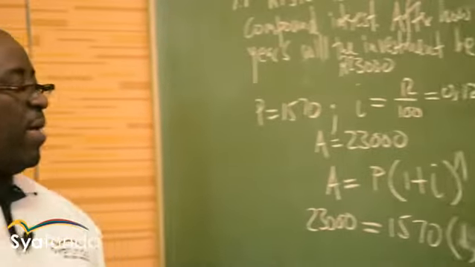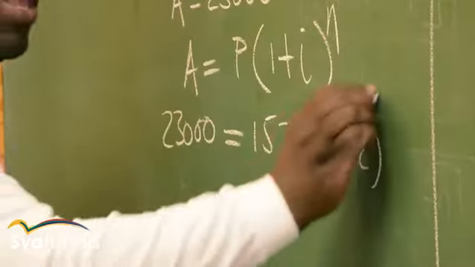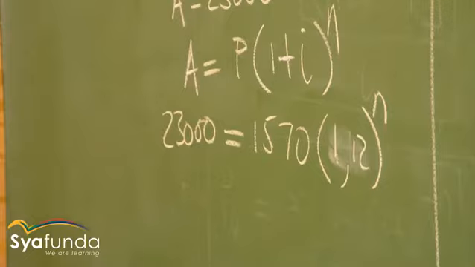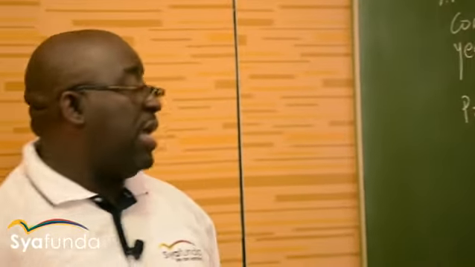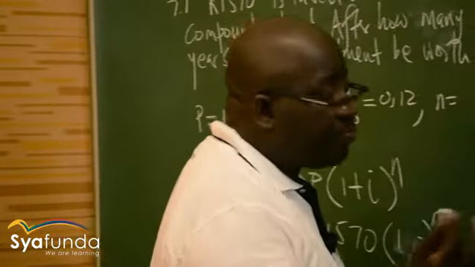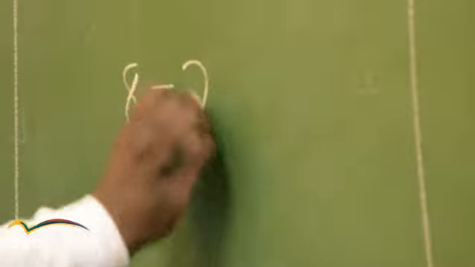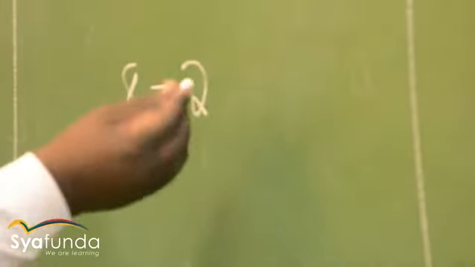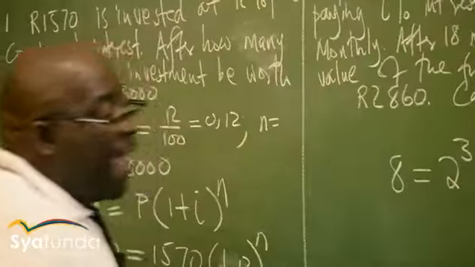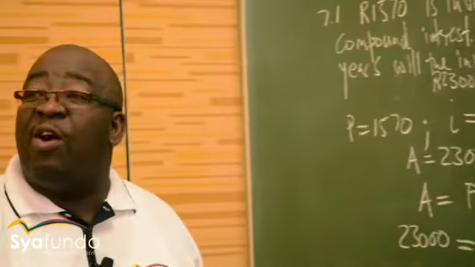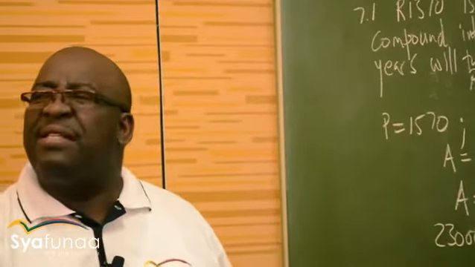This is raised to the power what? This is raised to the power n, and you are looking for the value of that n. Now, how do we go about finding that n? Remember, guys, if I've got the number 8, 8 is equal to 2 to the power 3. I can change that into log form.